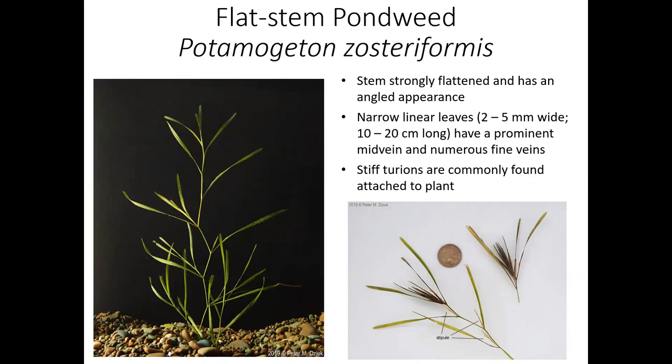As Susan mentioned a little in her introduction, flat-stem pondweed forms very conspicuous and large turions, and in this bottom photo you can see an image of those turions. Many times in early season, you'll find these turions are attached to the bottom of the plant, and the new plant growth is coming off of this turion that was deposited the previous season. About midway through the summer, you'll start seeing these turions formed at the top of the plants, as well as in any of the leaf axils.